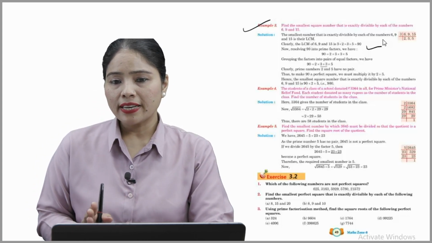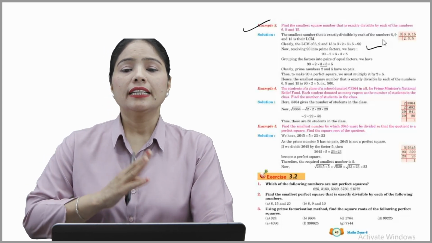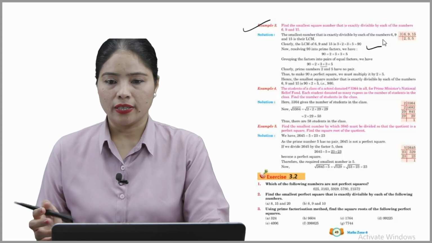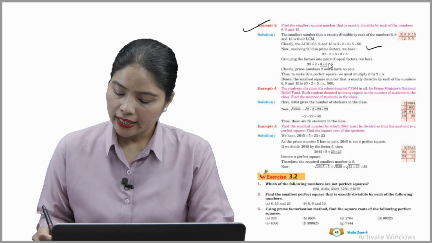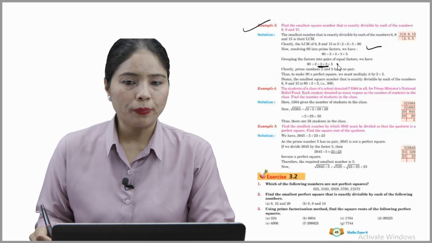Now grouping the factors into pairs of equal factors, we have, clearly, prime numbers 2 and 5 have no pair, because we cannot see any pair for them. We can see only one pair, which is 3, 3, but 2 and 5 have no pair at all.